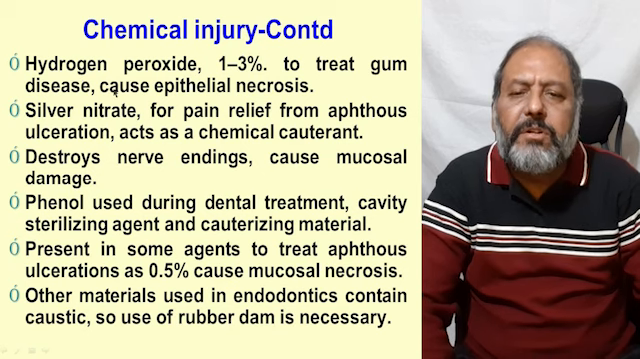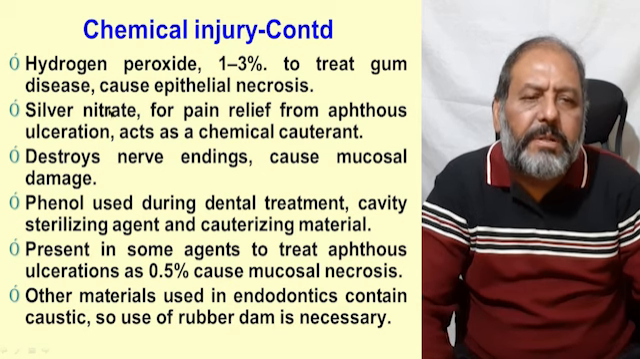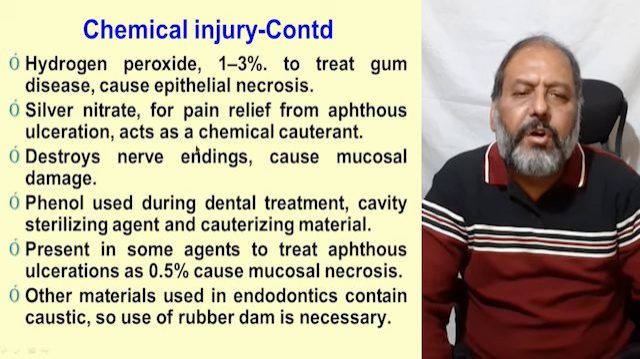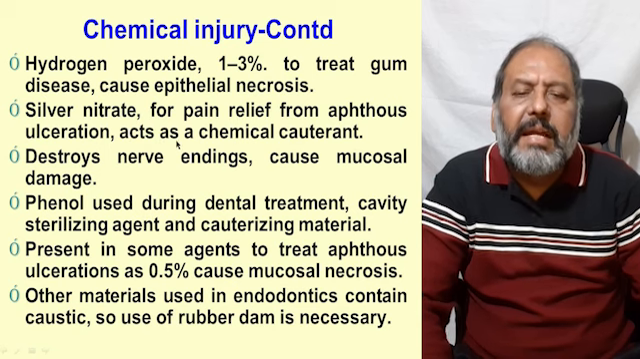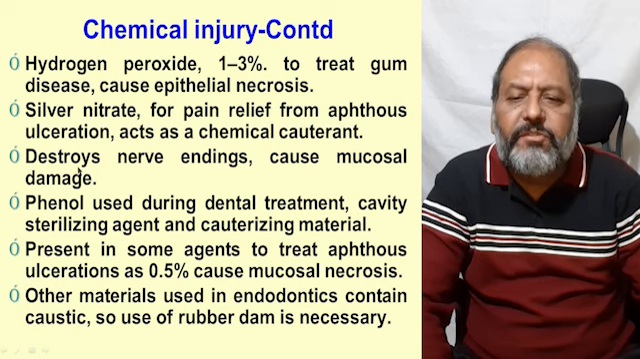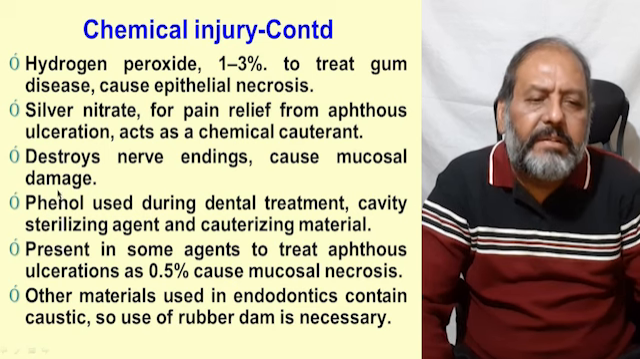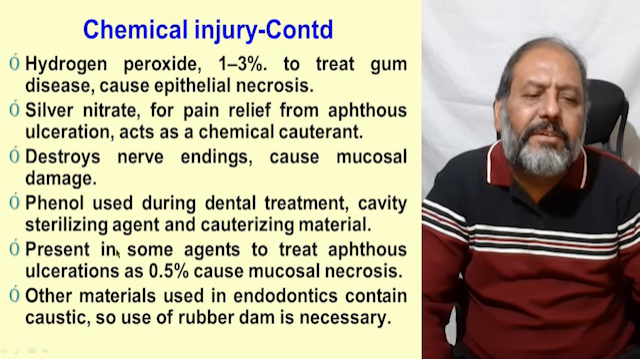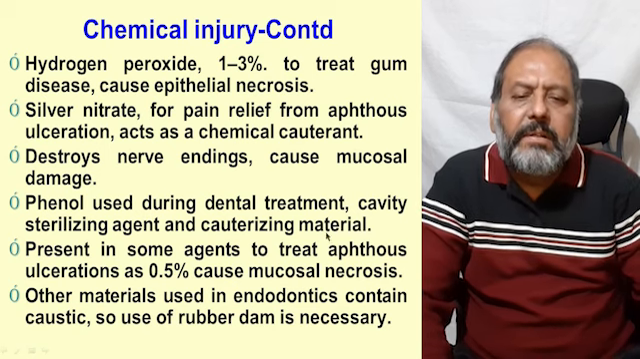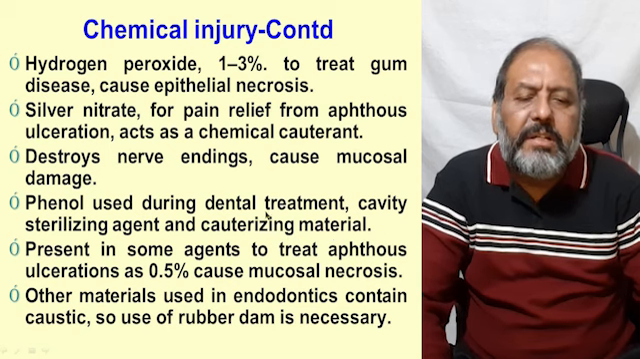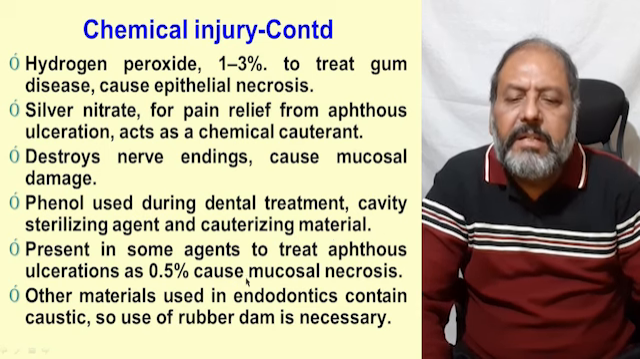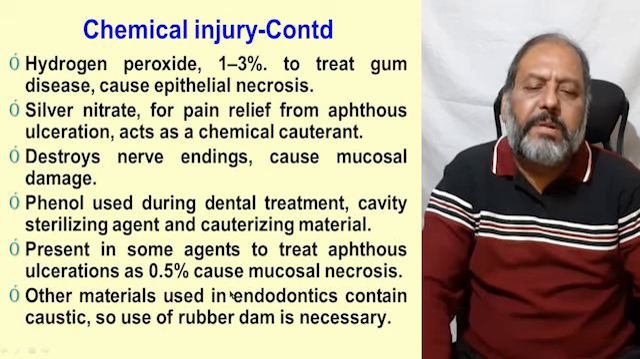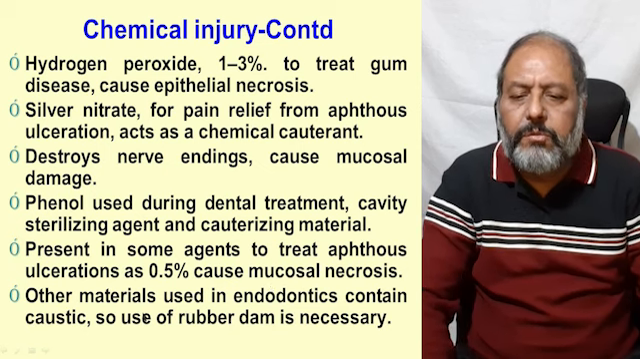Now, chemical injury continuing, hydrogen peroxide 1 to 3% used to treat gum disease causes epithelial necrosis. Silver nitrate for pain relief from aphthous ulceration also acts as a chemical cauterant, destroys the nerve endings and causes mucosal damage. Phenol, used during dental treatment as a cavity sterilizing agent and cauterizing material, can cause chemical injury. It is present in some agents to treat aphthous ulceration at 0.5% and causes mucosal necrosis.